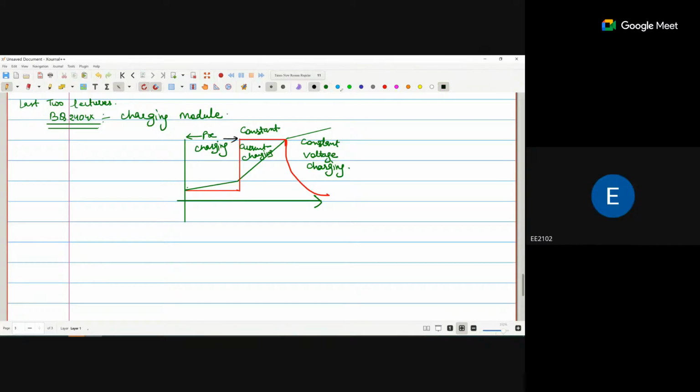Here to here, this current is I preterm. This current level is I fast. This current is I termination current.